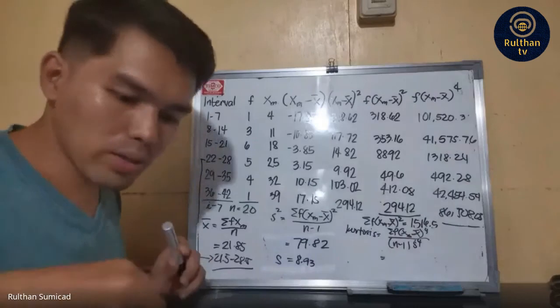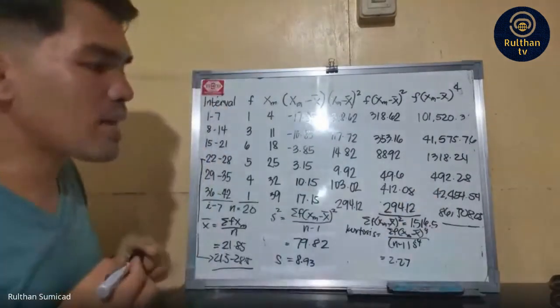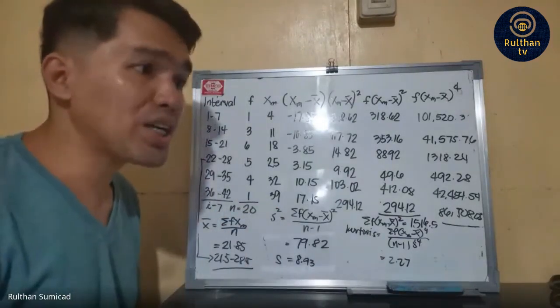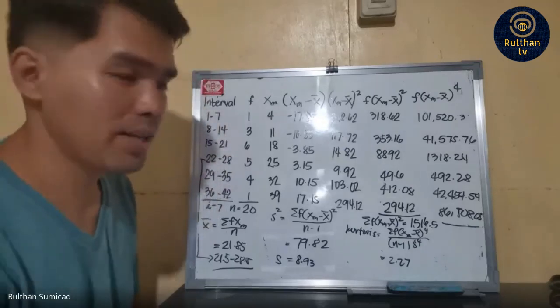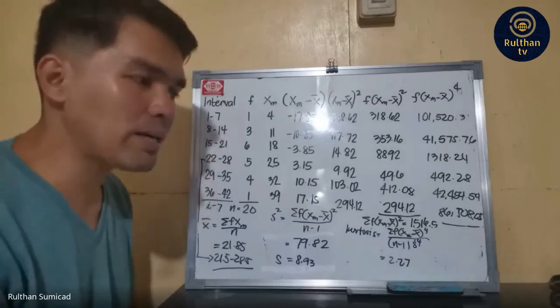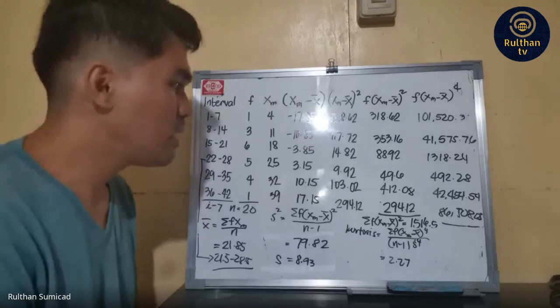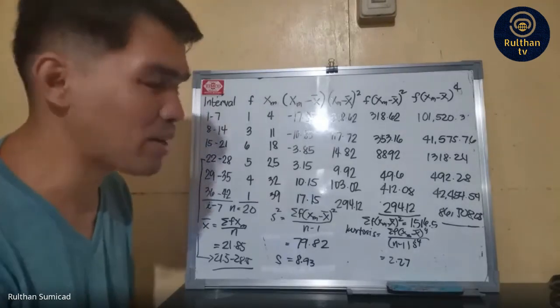Okay, so our kurtosis is 2.27. That is how we quantify the peakedness of the curve for this distribution. So we have 2.27. We have completed our variance and standard deviation for the two formulas of grouped distribution. Together, we also solved the skewness and the kurtosis of our distribution.